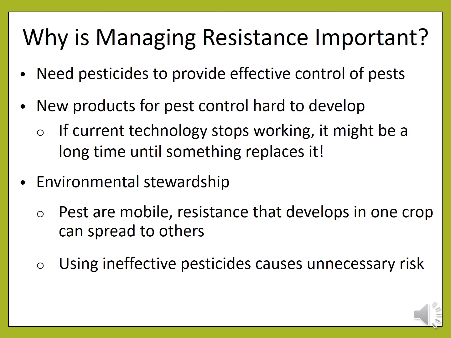We also need to practice good environmental stewardship. Pests are mobile, and resistance that develops in one crop or one area can easily spread to other crops or other areas. And again, if we're using ineffective pesticides, we're causing unnecessary risk. Every pesticide use is associated with some type of risk, both to the human who's applying it, the environment, and so on. And we take these risks because we deem them worthy. However, if our pesticides are not working, then we're taking these risks unnecessarily.